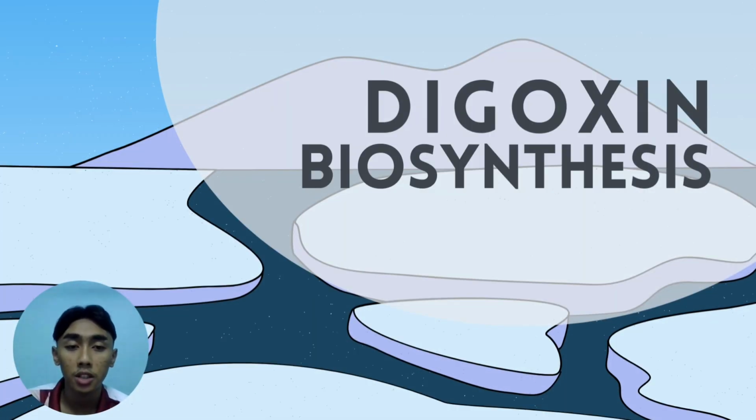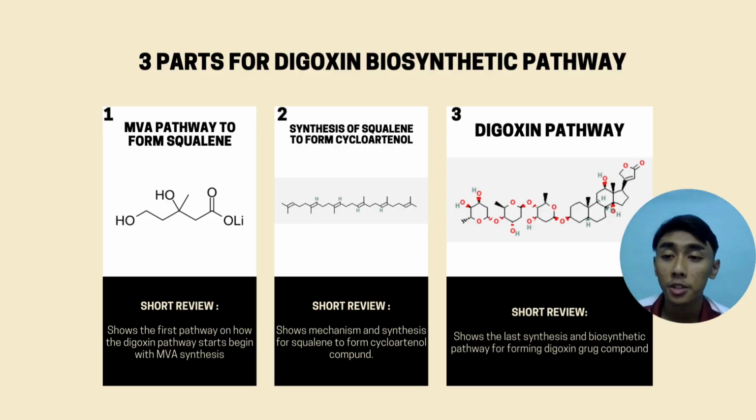Alright, for the next part, I will talk about the biosynthetic pathway for digoxin, which includes a synthesis and mechanism that we have learned in natural product chemistry. So we have three parts for the digoxin biosynthetic pathway before we get our final product, which is the digoxin drug. The first one is the MVA pathway to form squalene. So it shows the first pathway on how the digoxin pathway starts.